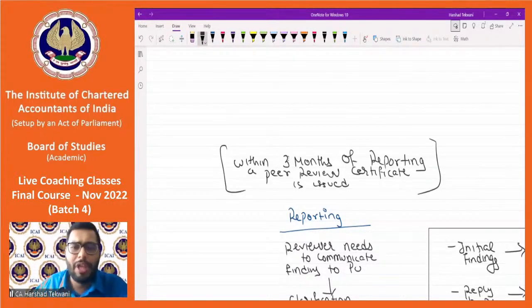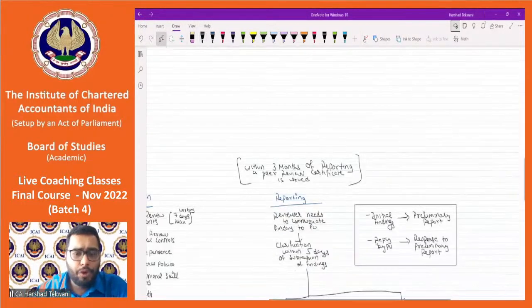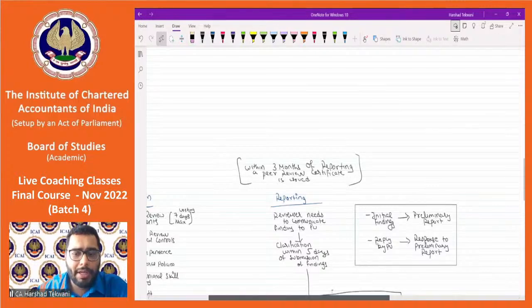And if they are not able to issue, then they will provide the reason why they are not able to issue the peer review certificate. And validity is mentioned on the peer review certificate, that this is valid till a particular date. Before the expiry, the practice unit is required to get the peer review conducted again. That is the procedure to conduct the peer review.